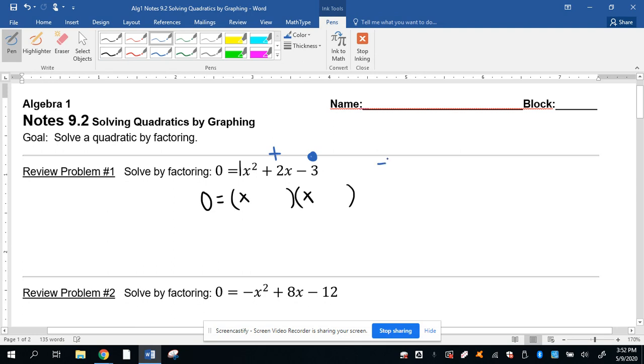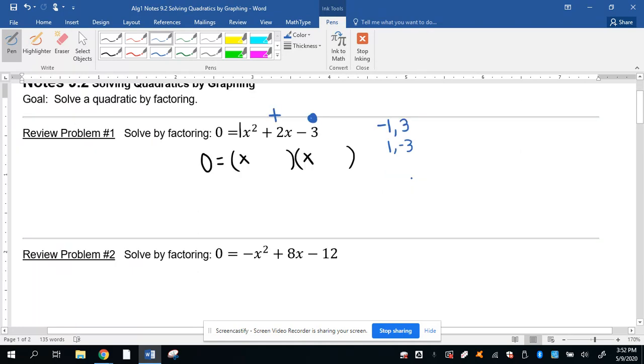So factors of -3: -1 and 3, 1 and -3. Which pair adds to get 2? That would be -1 and 3. So we put -1 and +3.